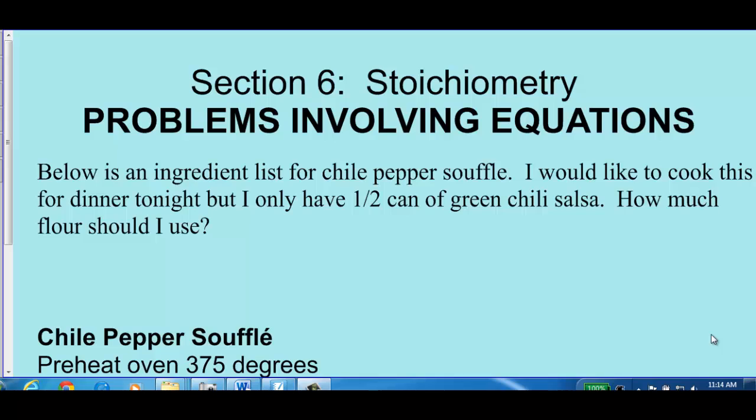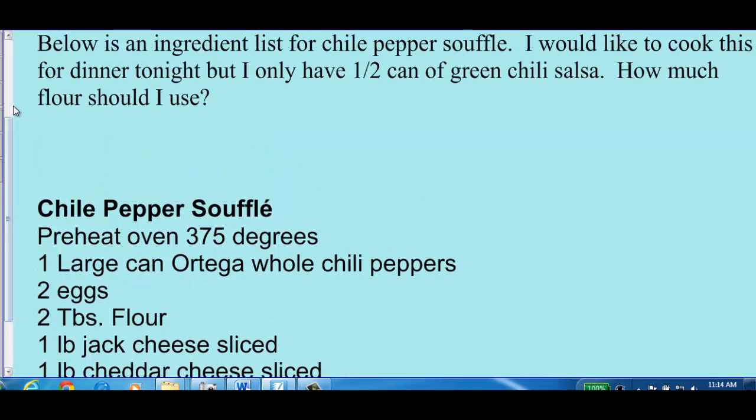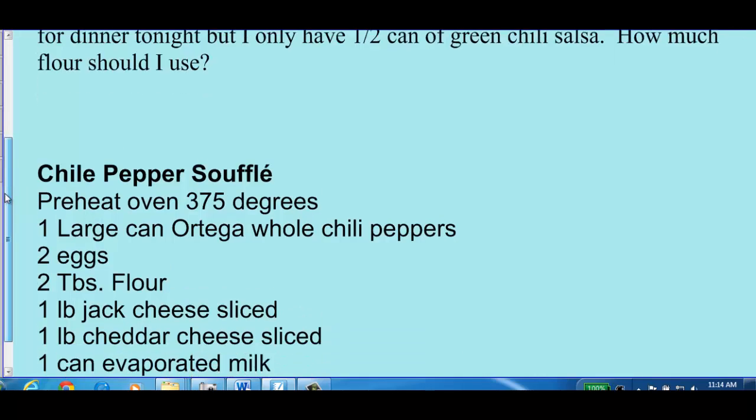So in order to introduce the types of problems we'll be doing, I have a recipe for chili pepper souffle, which sounds very delicious to me. I think it would be good for dinner tonight. And I really want to make this recipe. It's Friday, can't have meat on Friday for my children. The problem is I have everything in my cupboard, but I don't have 2 cans of green chili salsa. I only have a half a can.